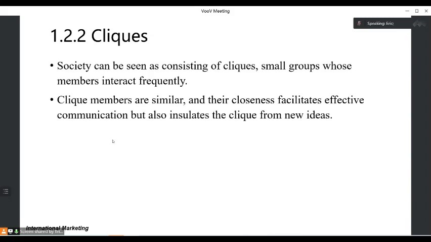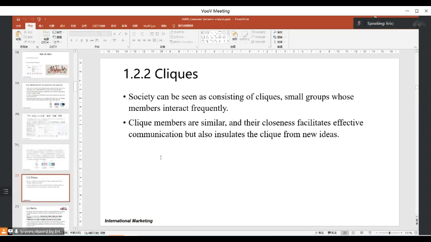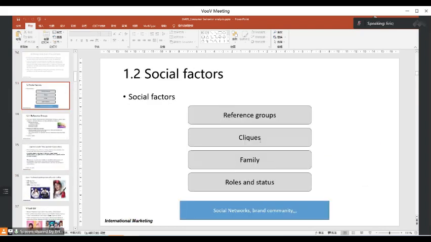This is about the social factors. The second is reference social factors. About the social factors, we have 4 categories: reference group, cliques, family, and roles and status. This is the social factors. Okay, we have finished the first one, reference group, and the key opinion leader, key opinion consumer.